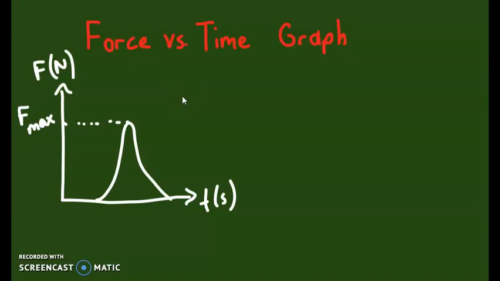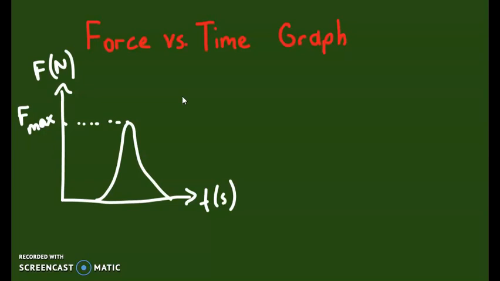Hello everyone. In this video we'll be discussing the force versus time graph and what the graph means. If there is a collision and we can record the force versus time graph of that collision, the graph is going to look like this. Basically, you can say that this is the graph when you kick a soccer ball, or when a car hits a wall, any collision.